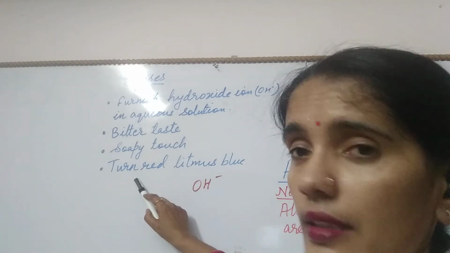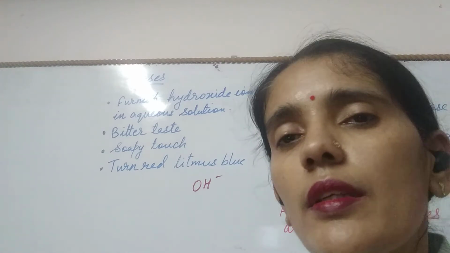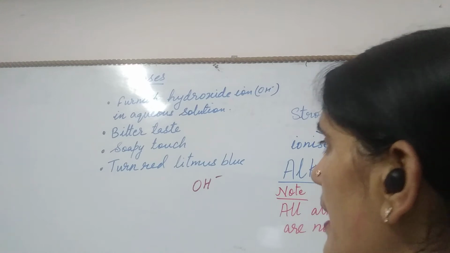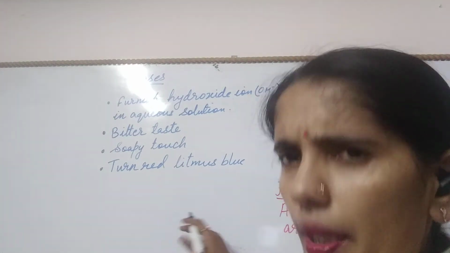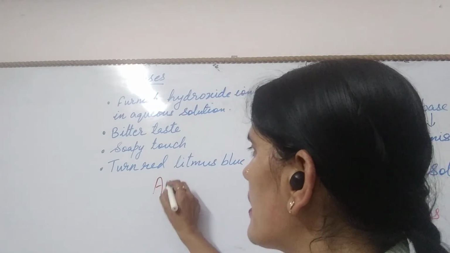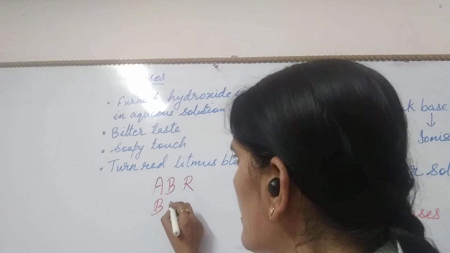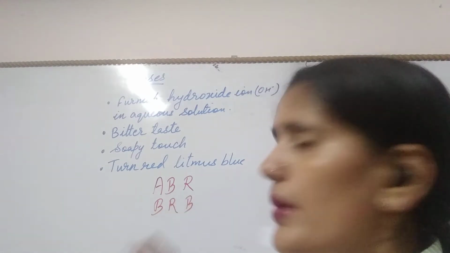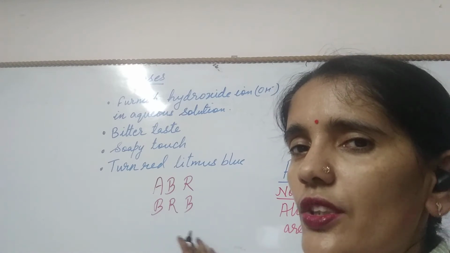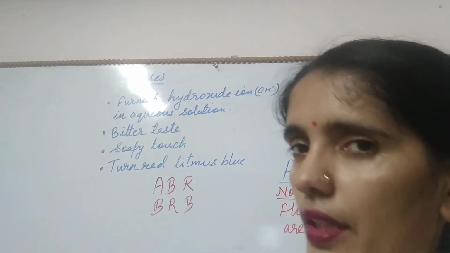And it turns red litmus blue. Bases turn red litmus blue, and acid turns blue litmus red. I have given you a small abbreviation also so that you can easily learn. Acid turns blue litmus red. Bases turn red litmus blue. If you learn it like this, it will be very easy for you to remember. You will never be confused.